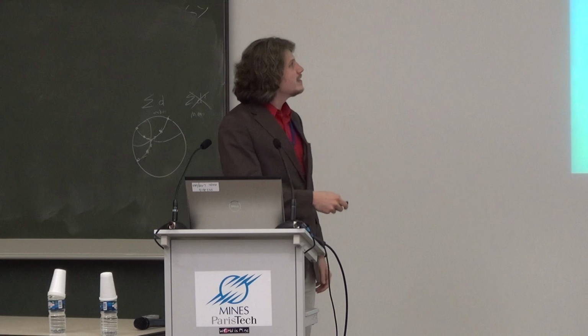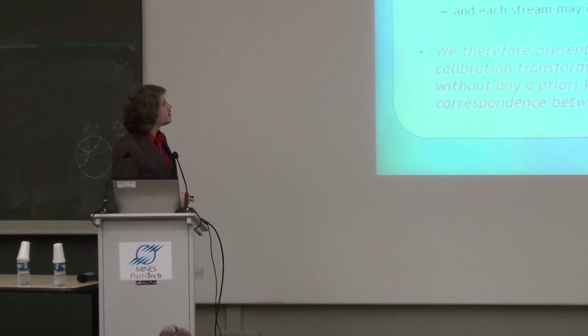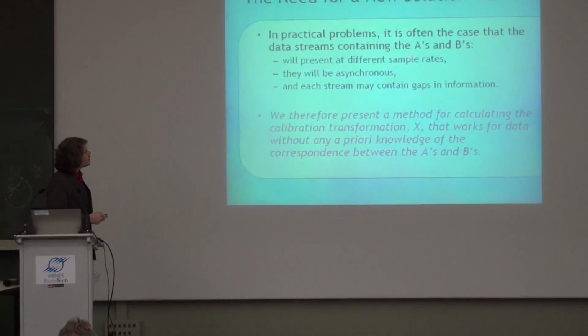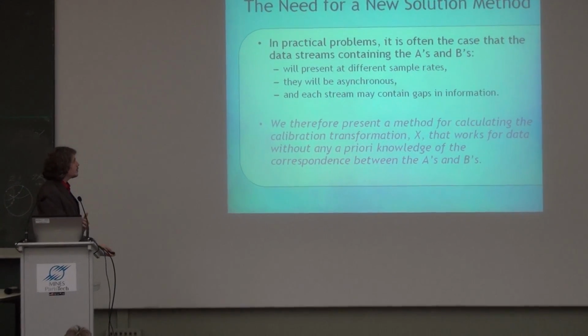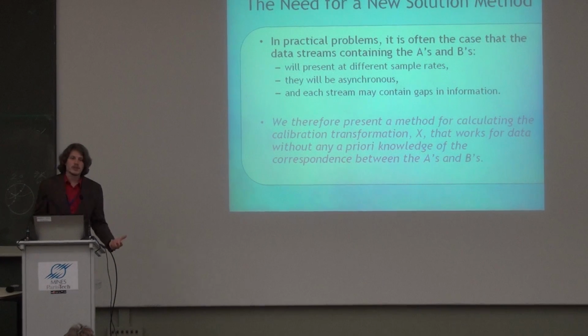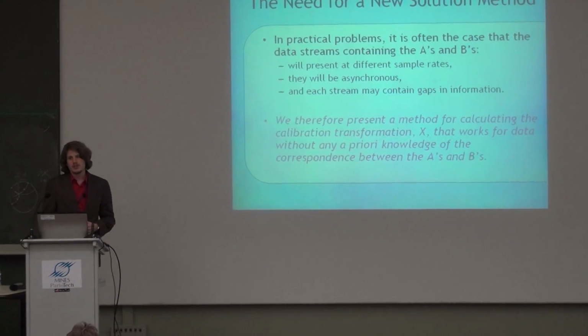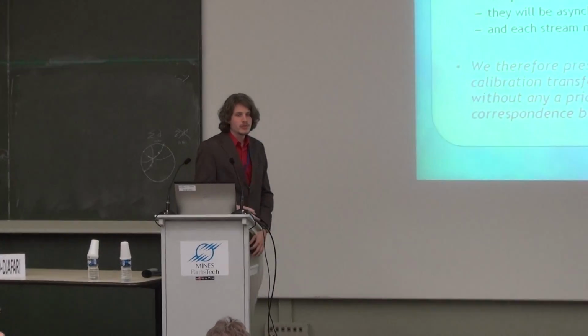However, we don't have perfect systems, and so many times this notion of correspondence will be unknown, or we'll have pieces missing. These incoming data streams can be presented at different sampling rates, they can be asynchronous, there can be gaps in information, and there can be occlusions from obstacles that cause all sorts of different errors in our knowledge of the correspondence of the A's and B's.